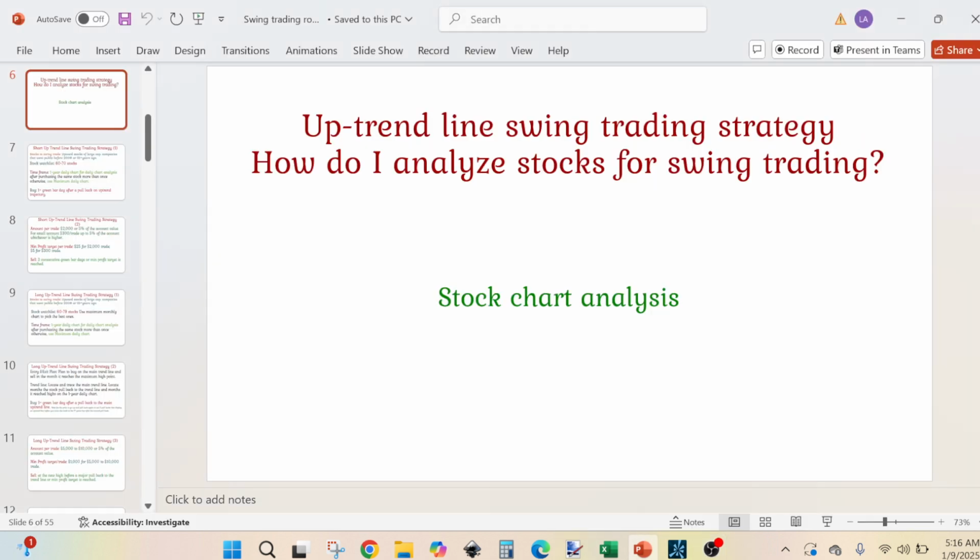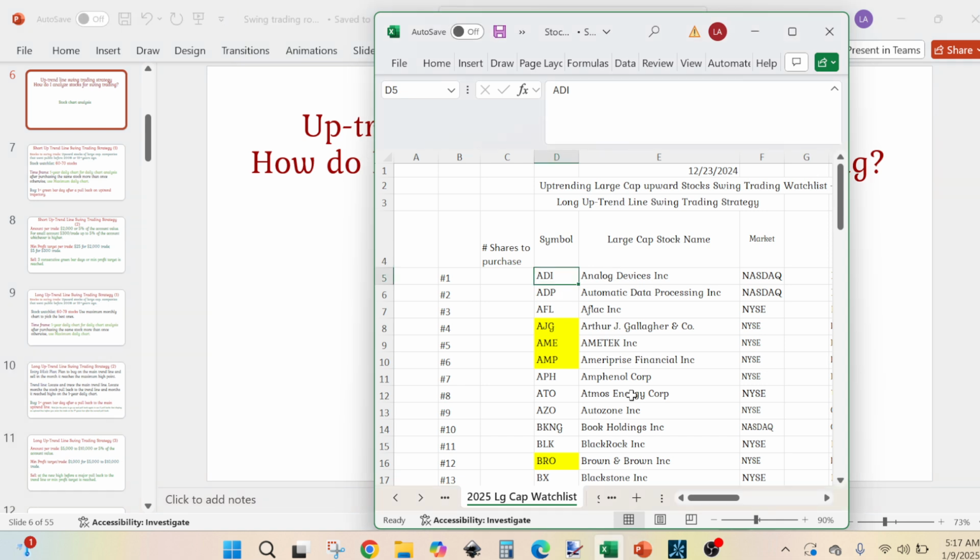Hello, how to analyze stocks for swing trading using the up trend line swing trading strategy, especially the long up trend line swing trading strategy. We have our stock watch list.